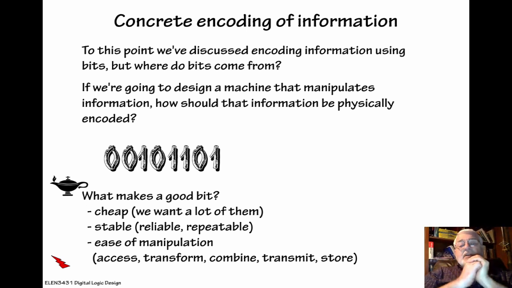Let's talk about the concrete encoding of information. We've already discussed encoding information using bits, but where do they come from? Where do these bits come from, do we just write them on paper, or do they have some reality? Well, if we're going to design a machine that manipulates information, and let me pause here for a minute.